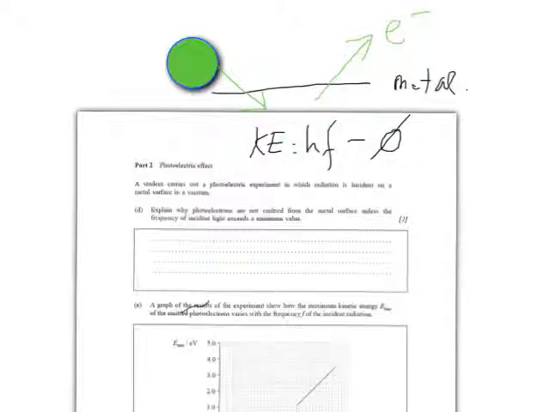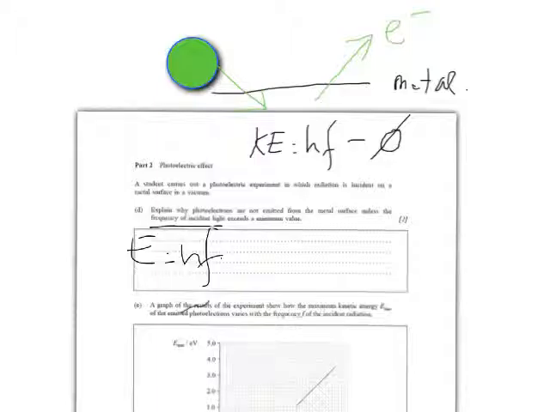Now the question asks why these photoelectrons are not emitted from the metal unless the frequency of incident light exceeds a minimum value. Well, the first thing you need to say is that the energy that arrives depends on the frequency. So the photon of energy is related to the frequency of the light by E equals hf. So that's the first bit.